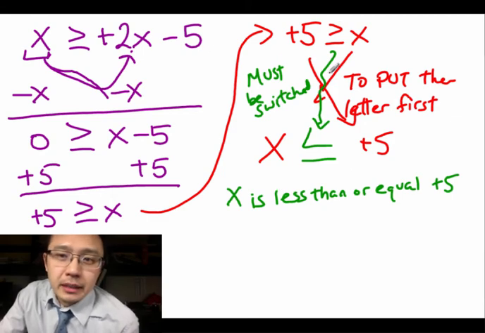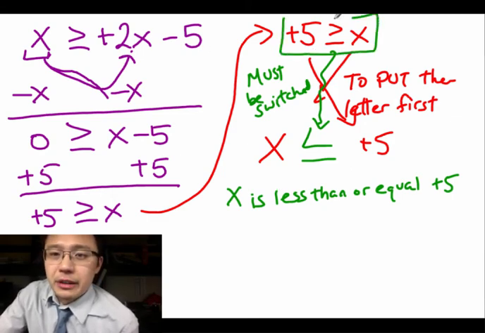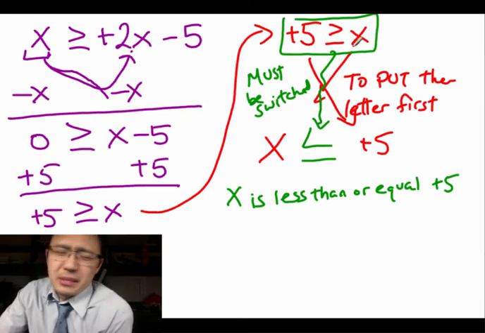Because this is saying that x is less than or equal to 5, meaning any number x is either 5 or smaller. And here it says 5 is greater than or equal to x. That means that the 5 is going to be bigger than or equal to this number. That's why it's really confusing.